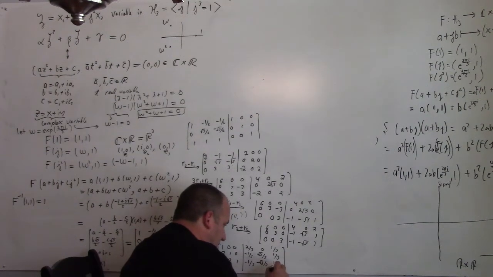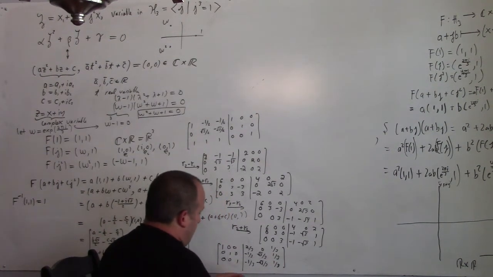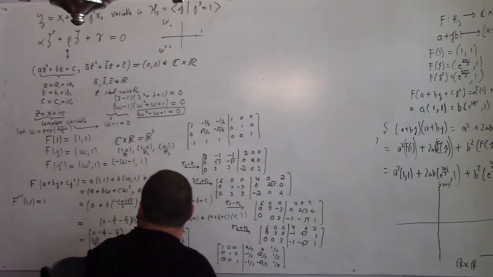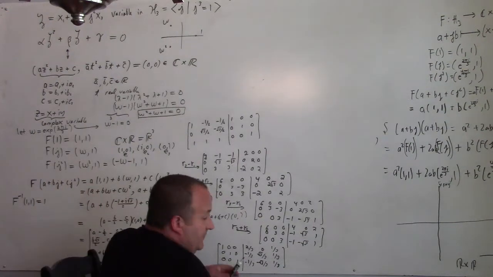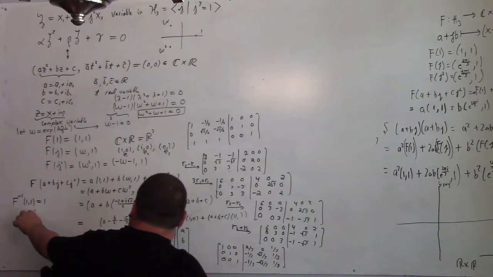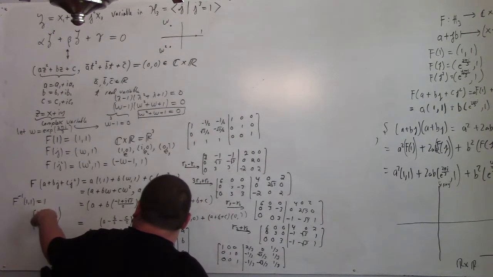Okay, so now of course we can check it, right? Like f inverse of 1, 1. Now 1, 1, keep in mind, in our R3 notation would be 1, 0, 1, right? Yeah. And that's supposed to map to 1, which in the other R3 notation is 1, 0, 0 in H3.